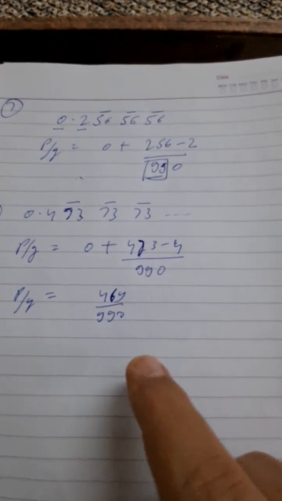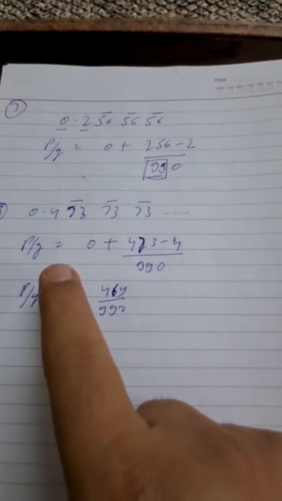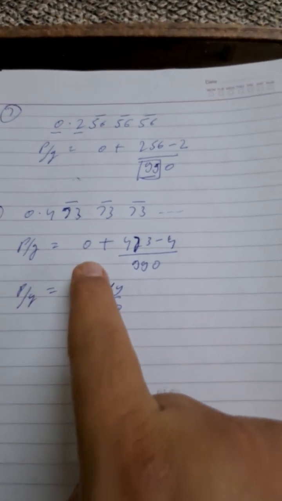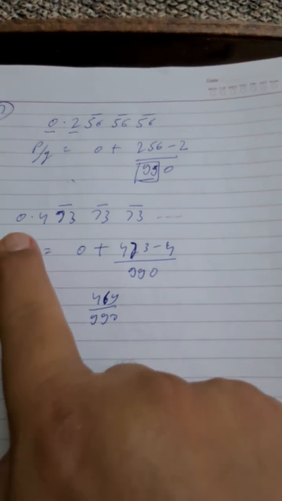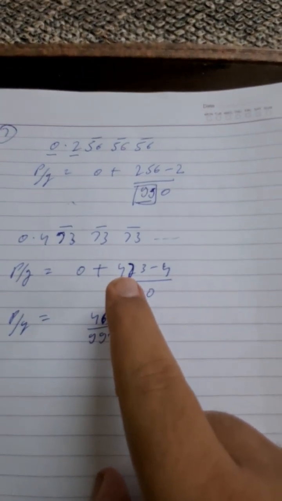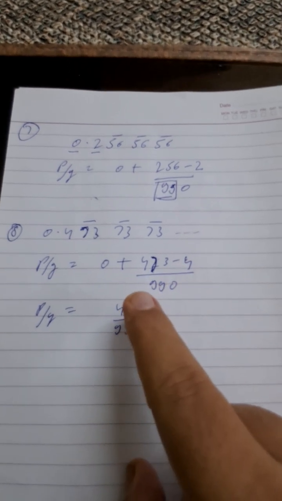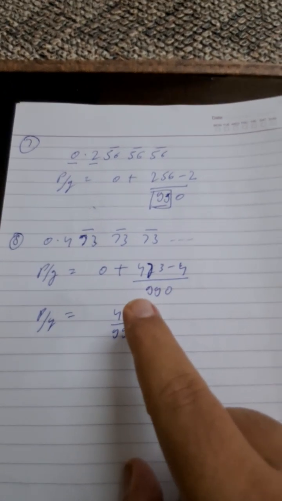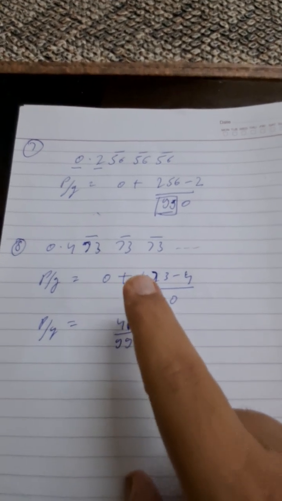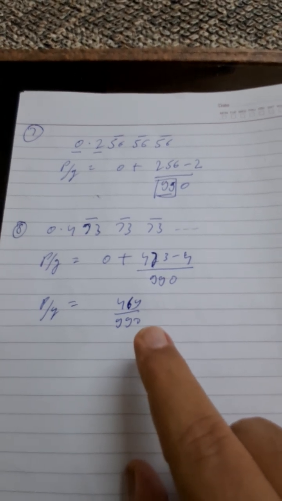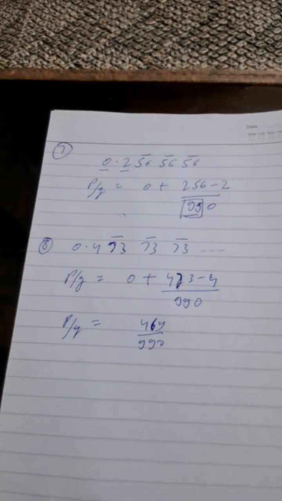Let's repeat it for another example. Let's say we are doing it for 0.47373. P by Q would simply be 0, because 0 is the number before the decimal. Then we will do 473 minus the non-repeating 4, divided by 99 and 0. 99 because we have two digits repeating, and 0 because we have one digit not repeating. This gives us a very clear-cut answer of 469 by 990.